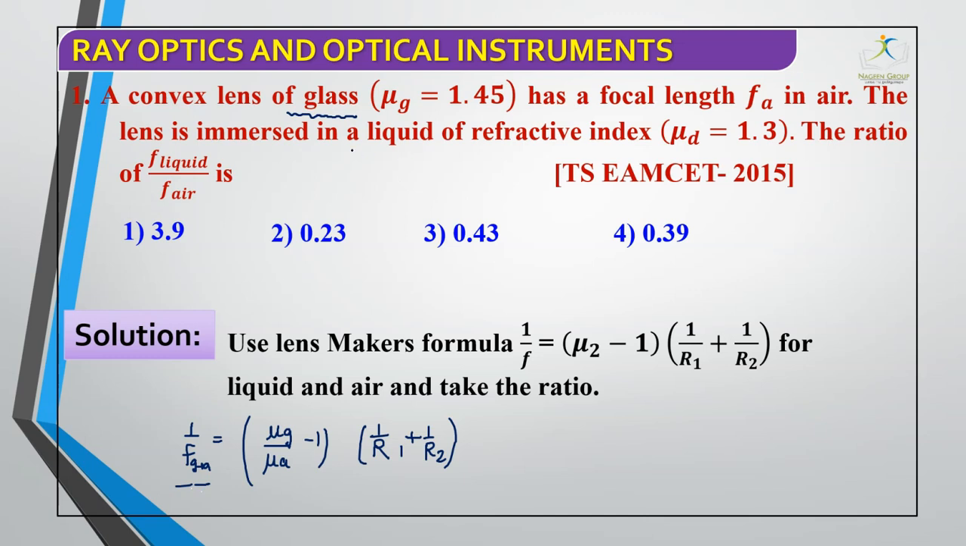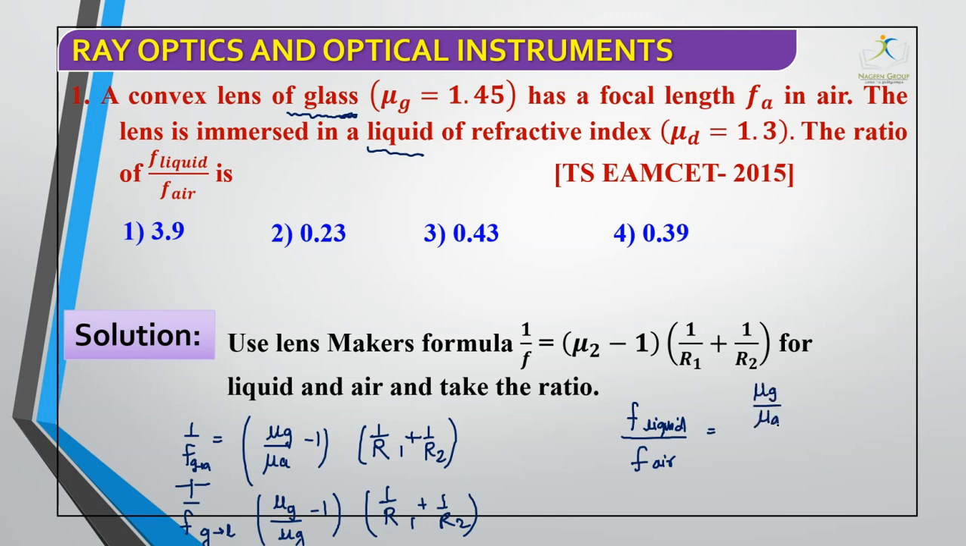In the second scenario, the light rays pass from the glass to the liquid. So for that scenario, 1 by f equals glass to liquid, that comes (μg by μl minus 1) times (1 by R1 plus 1 by R2). We just take the ratio of these two. So f_liquid by f_air comes to (μg by μa minus 1) divided by (μg by μl minus 1).